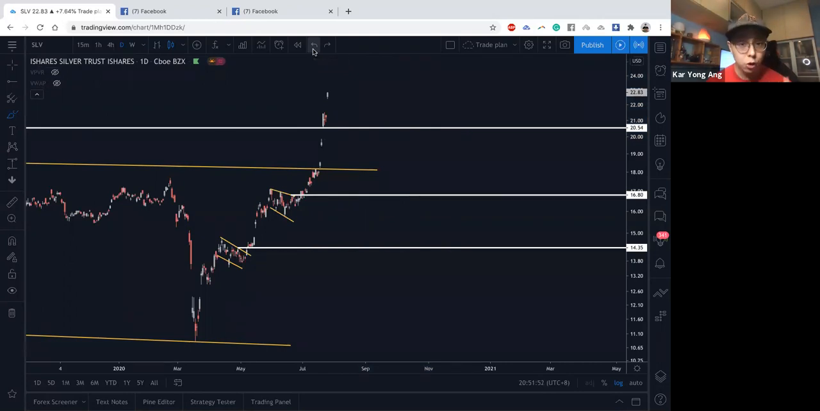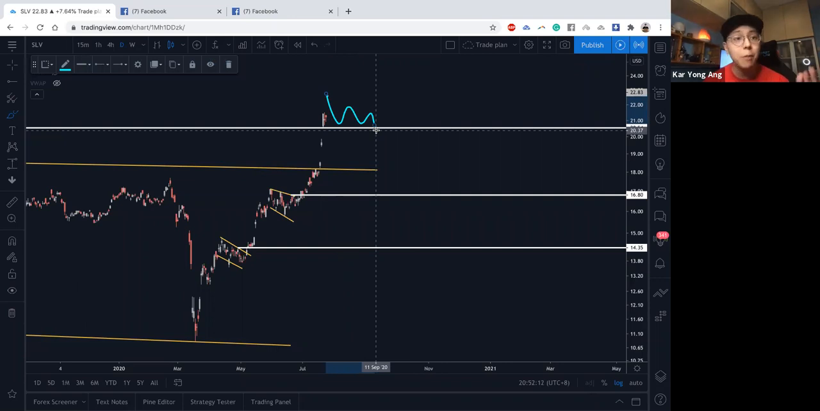For those of you who are still looking for opportunities to be involved in gold or silver and you're not in yet, my suggestion is that because it moves so much, it is going to do a rest. It's going to do what we call a correction. This correction is going to take at least maybe 1 to 2 weeks. I'm on the daily chart, so 1 to 2 weeks. Today is Tuesday, so maybe by mid-August this is going to develop.